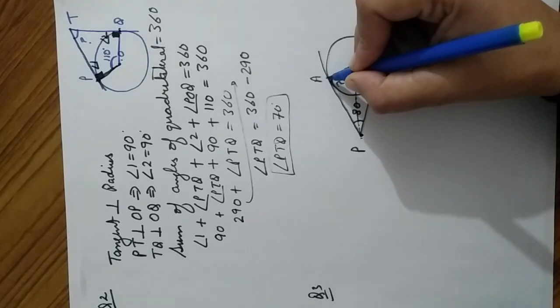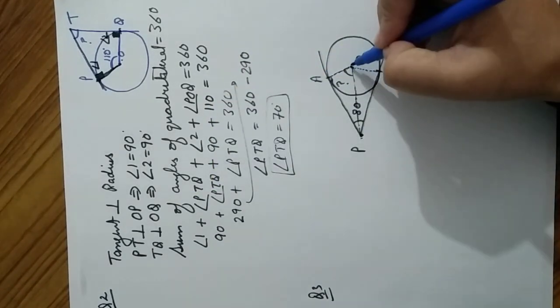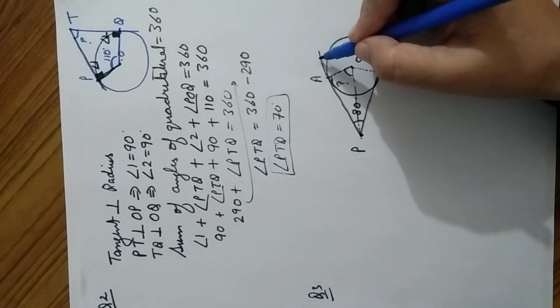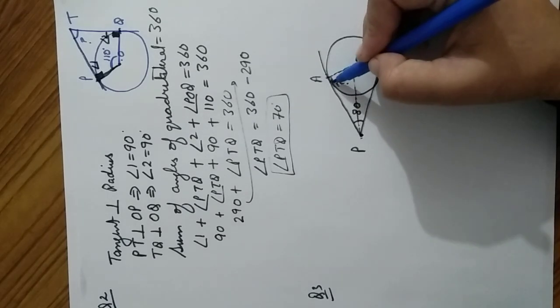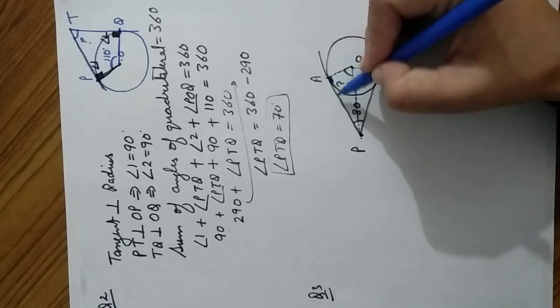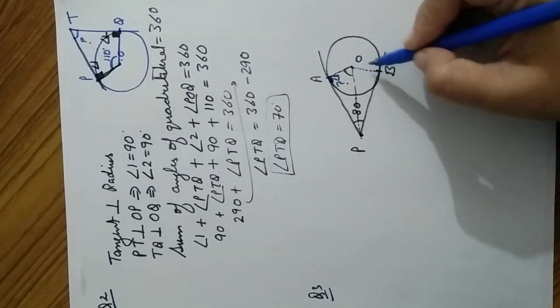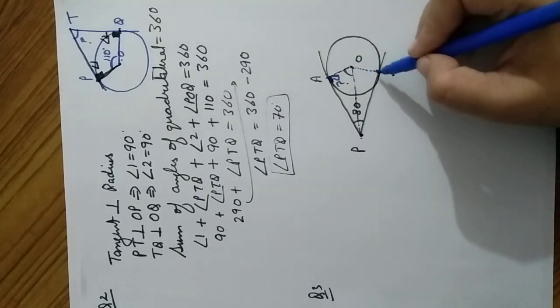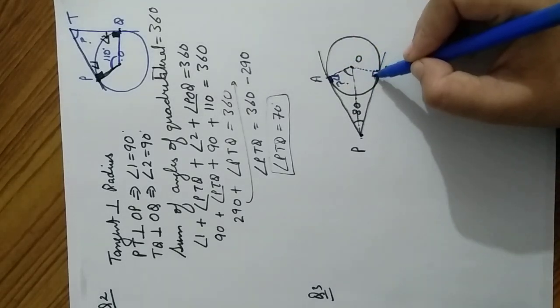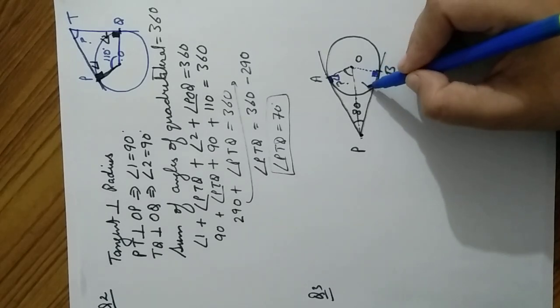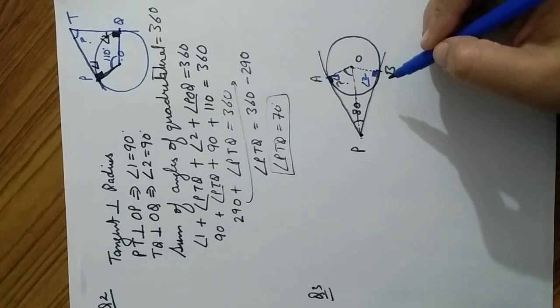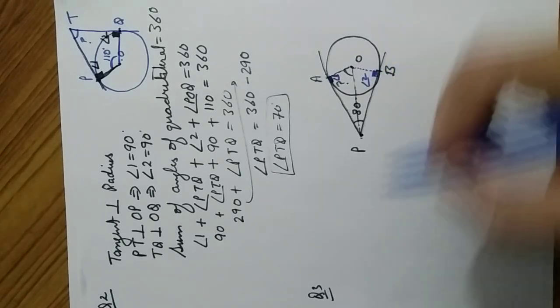Let's mark this angle again. OP is perpendicular to PA because radius is always perpendicular to tangent. It means that if I mark this angle 1, it is 90 degrees. Again, OB is perpendicular to PB, radius is perpendicular to tangent. It means this angle is 2, and again its value is 90 degrees.